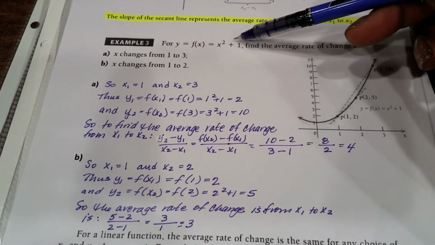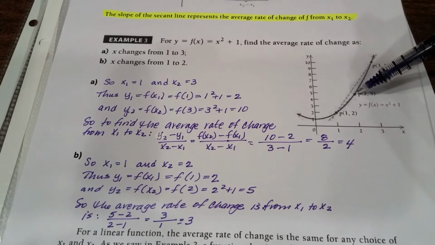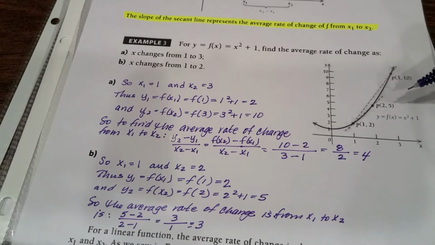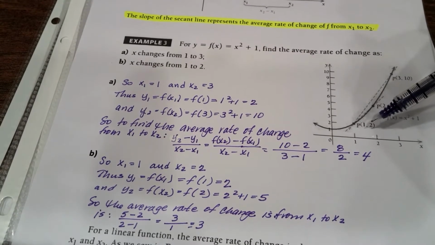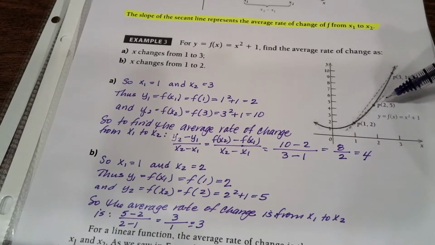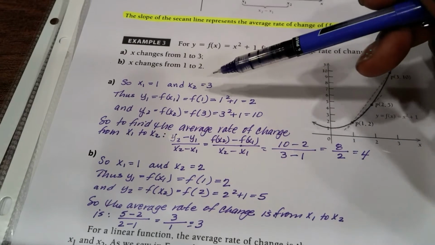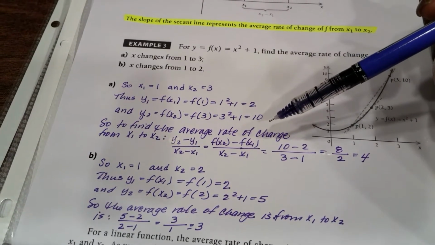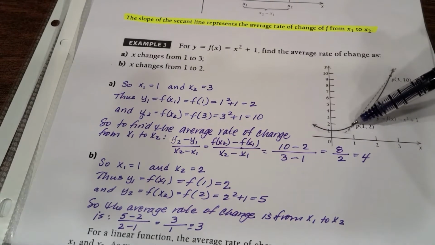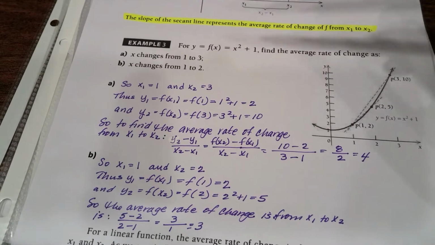Here we have a parabola, so some portion of the curve is illustrated here. And we're going to be looking at a couple of different areas where we're changing from 1 to 3 and when we're changing from 1 to 2. So if we take a look at this, first of all, we want to find the average rate of change when x goes from 1 to 3. So from this point to this point, pretty steep. So let's take a look.